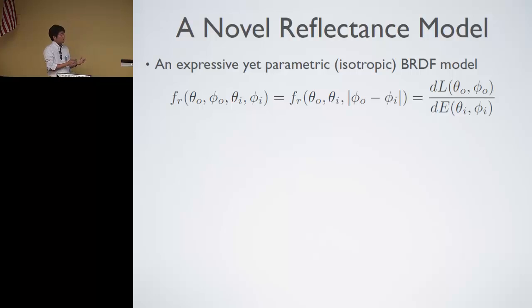Now, as you probably know, reflectance can be described with the bidirectional reflectance distribution function, or the BRDF, which defines the pointwise reflectance as the ratio of the outgoing irradiance to the incoming irradiance to one point source in one direction. And we specifically focus on isotropic BRDFs.